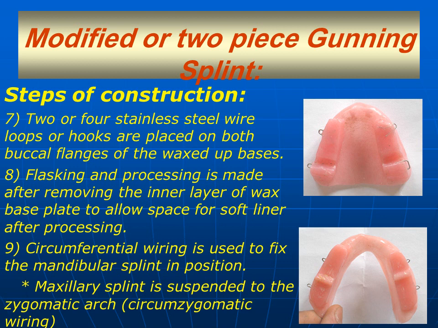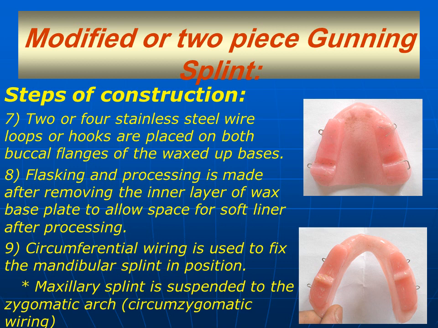Why? To help the fixation of the splint. The upper one, as I said, will be fixed to the maxilla through circumzygomatic wiring. The lower one I will use circumferential wiring. Then the intermaxillary fixation of these two parts is carried out by using ligature wire between the loops in the upper and the loops in the lower.